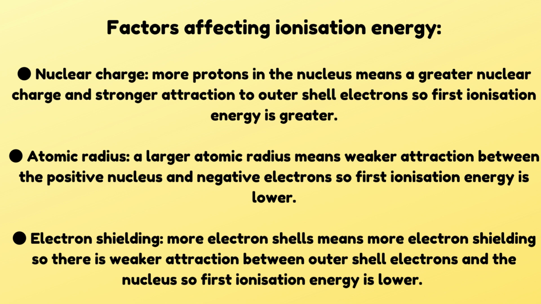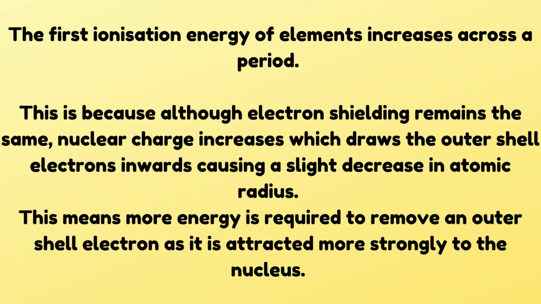The first ionization energy increases across a period. This is because although electron shielding remains the same, nuclear charge increases, which draws the outer shell electrons inwards, causing a slight decrease in atomic radius. This means more energy is required to remove an outer shell electron as it is attracted more strongly to the nucleus.